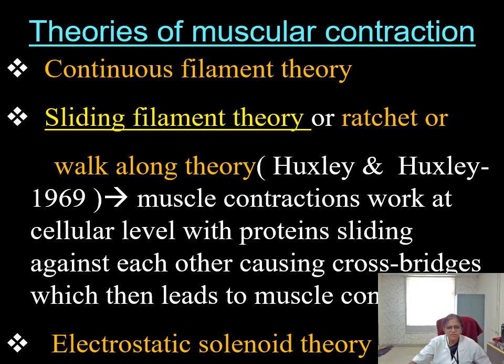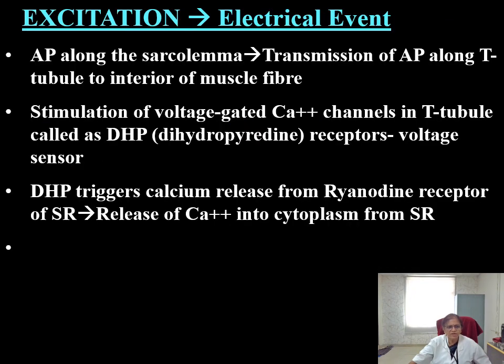So muscle contractions work at the cellular level with proteins sliding against each other, causing cross bridges, which then lead to muscle contraction. The other theories, which did not come into much popularity, are the continuous filament theory and the electrostatic solenoid theory. There are a few more also. We go through only what is needed at this level, which is the sliding filament theory.